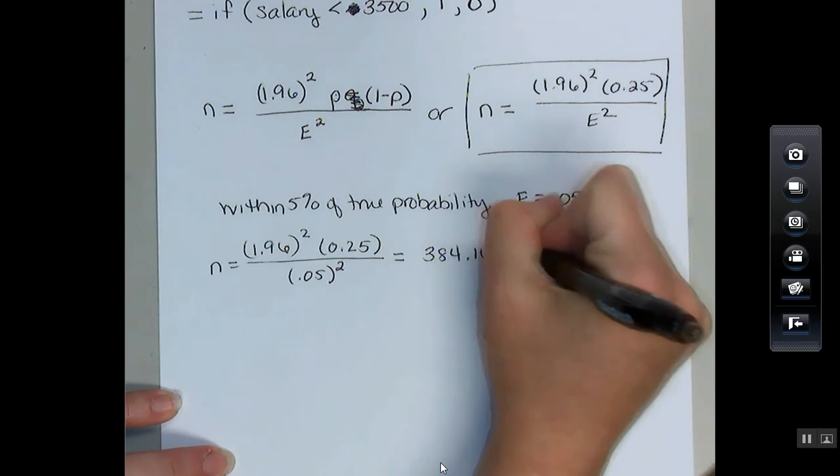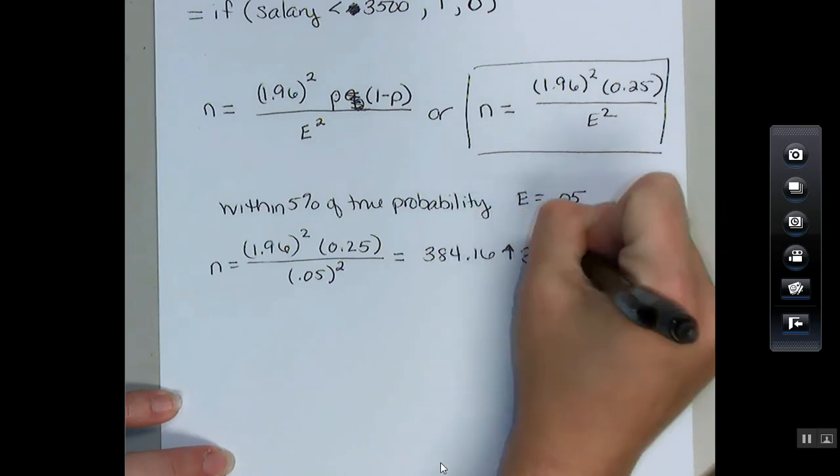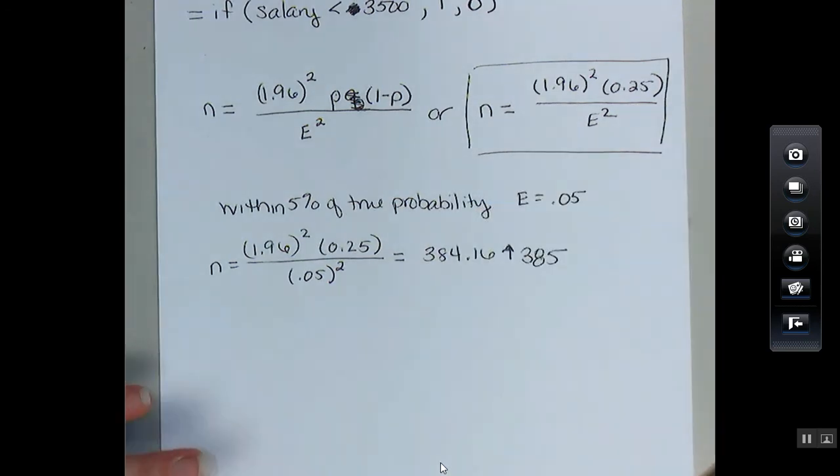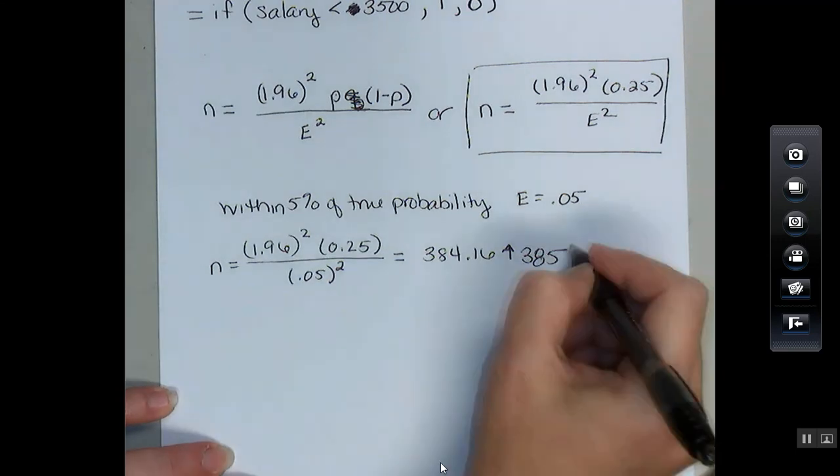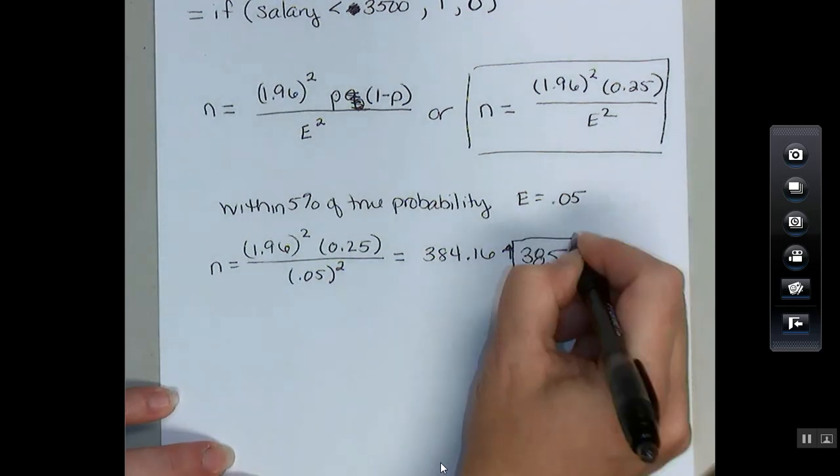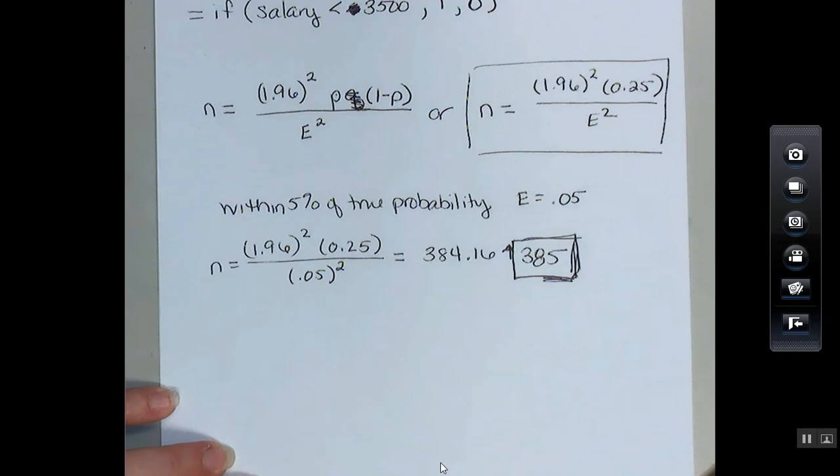So what this means is that if I want my probability to be within 5% of the true probability, I need to do at least 385 trials. So the 30 I have is certainly not good enough to give me a real estimate of this probability. I need to do at least 385.